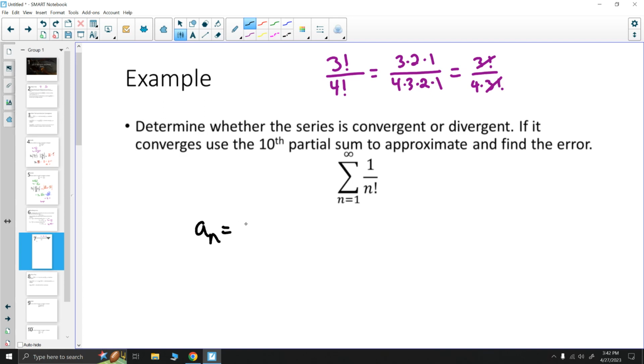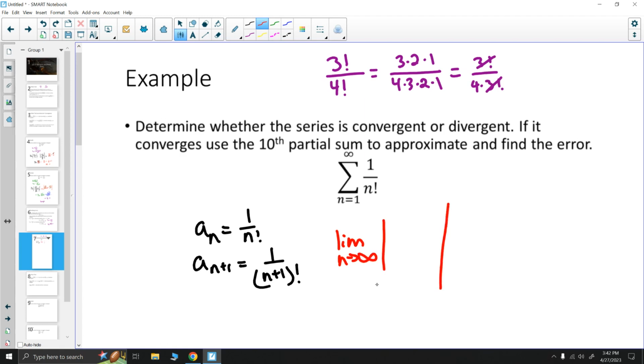So a sub n is 1 over n factorial. A sub n plus 1 then is 1 over n plus 1 factorial. So the limit as n approaches infinity of, we don't really need the absolute value here because factorials are going to be positive anyway, 1 over n plus 1 factorial divided by 1 over n factorial. So I'm going to drop this absolute value now. We end up with the limit as n approaches infinity of n factorial over n plus 1 factorial.